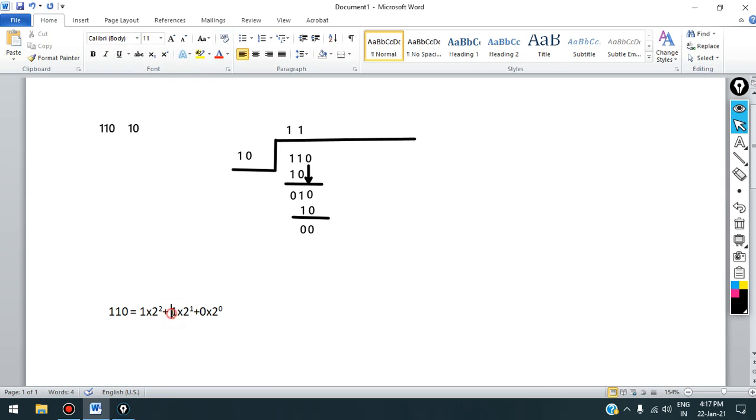Now we have to perform the calculation for these terms. 1 into 2 raised to power 2 is 4, because 2 into 2 makes 4. So 4 into 1 is 4, plus 1 into 2 raised to power 1, that is 2. Any number multiplied by 0 is 0, and 2 raised to power 0 is 1, so 0 into 1 is 0. Remember, any number multiplied by 0 is 0. So this is 4 plus 2 makes 6.